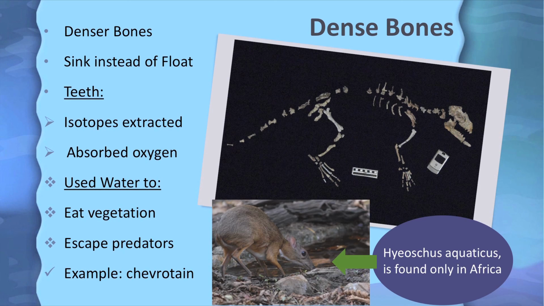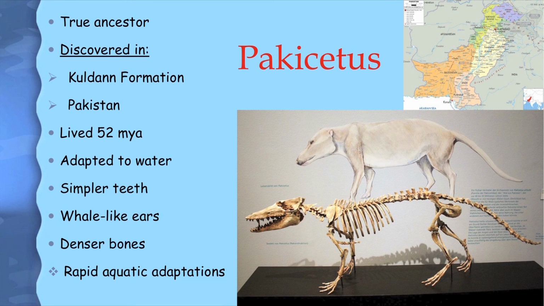The true ancestor of modern whales is the 52-million-year-old wolf-sized fossil called Pakicetus that was discovered in the Kuldana Formation of Pakistan. Pakicetus didn't look anything like modern whales do today, but it is Pakicetus's close relatives that are the ones who gave rise to modern whales due to dramatic adaptive radiation.